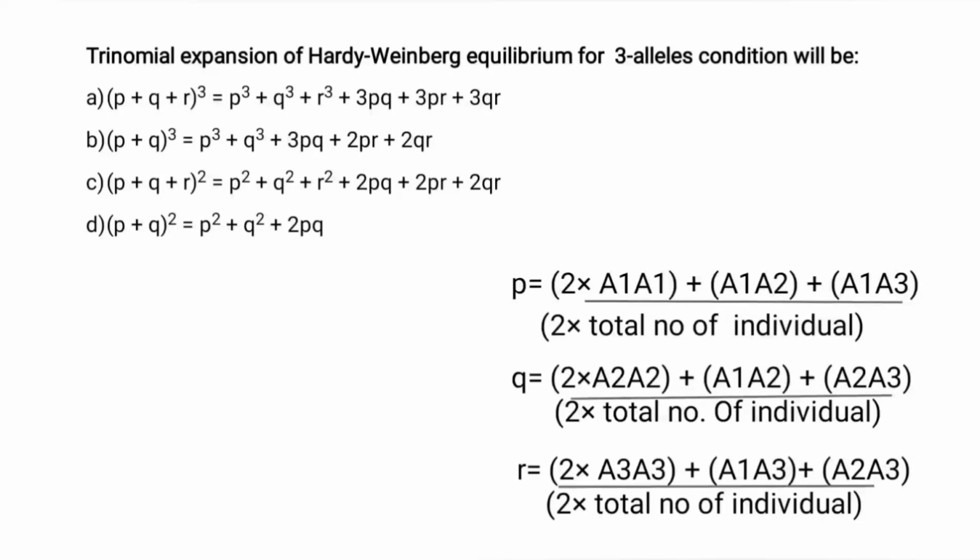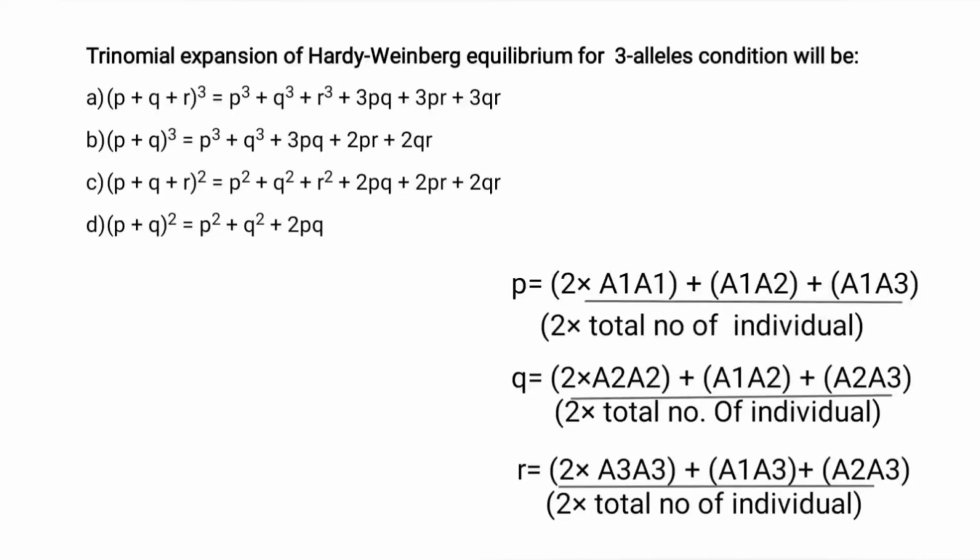Our next question is trinomial expansion of Hardy Weinberg equilibrium for 3 allele condition will be. In population genetics, Hardy Weinberg equilibrium states that the allele and genotypic frequency in a population will remain constant from one generation to next generation in absence of other evolutionary influences. These influences include genetic drift, mate choice, assortative mating, natural selection, sexual selection, mutation, gene flow, etc.